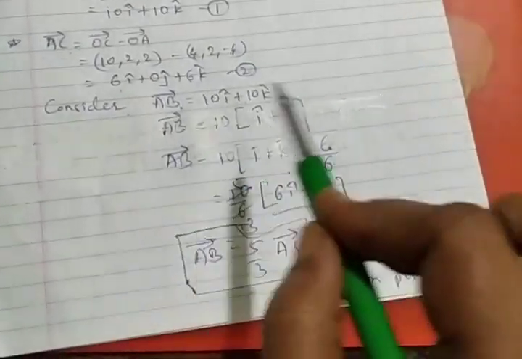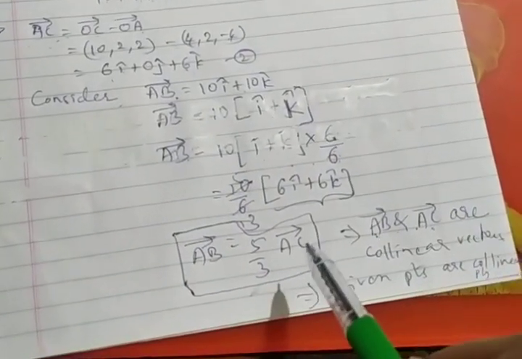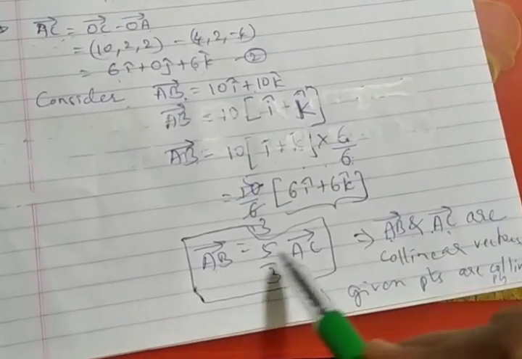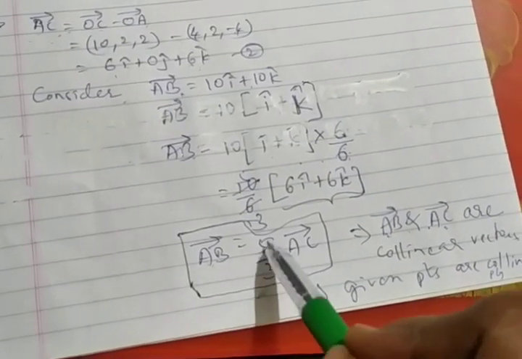Okay? If you observe this keenly, you are actually speaking about the section formula, where A is dividing internally in the ratio 5:3 from B towards C.